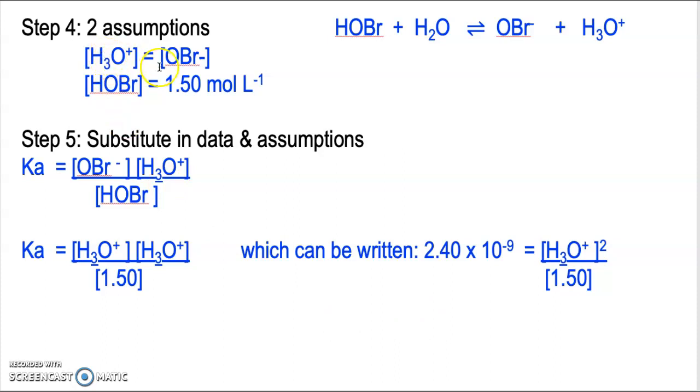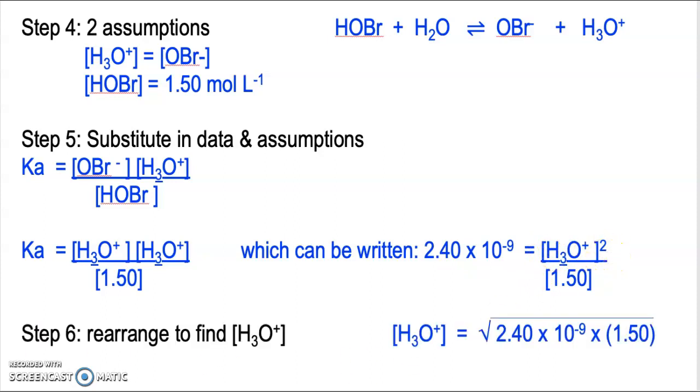Notice through the assumption we've enabled ourselves to remove one of the unknowns by replacing the OBr minus by a hydronium. So that's where you get your hydronium squared from. Next step is to rearrange this expression so that hydronium is the subject. Notice it was hydronium squared, and so to find one hydronium, that's why we've taken the square root of it, and then it's your Ka times your 1.5, because you need to put that on the other side of the equal sign.